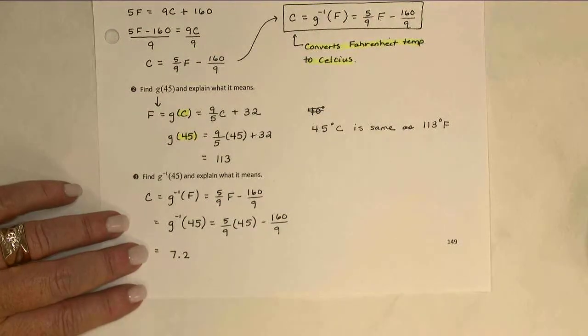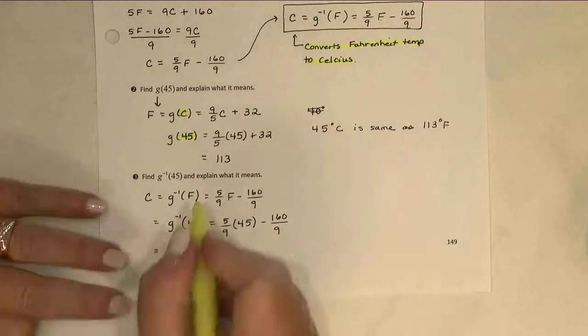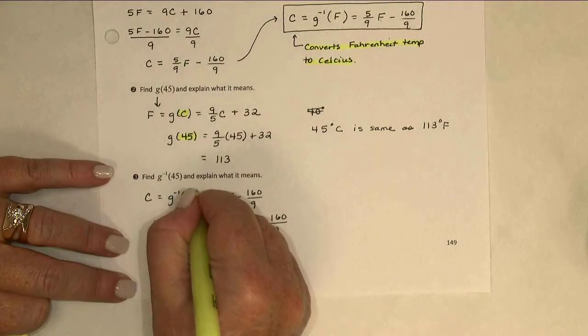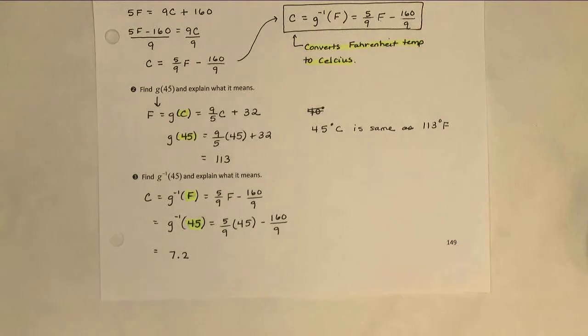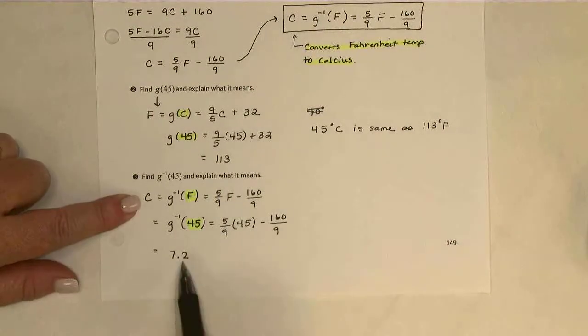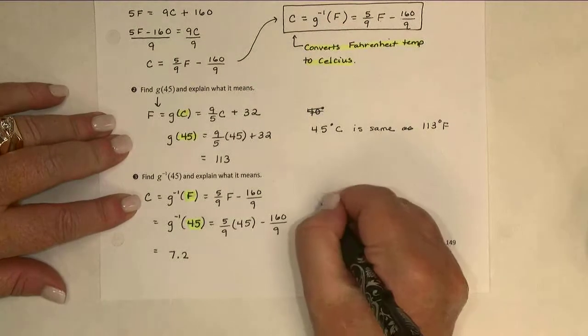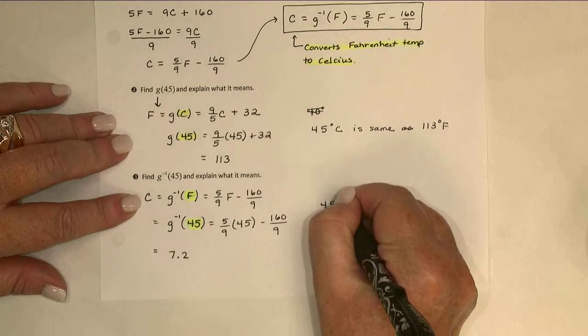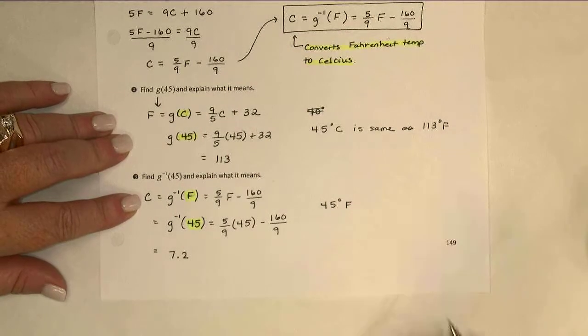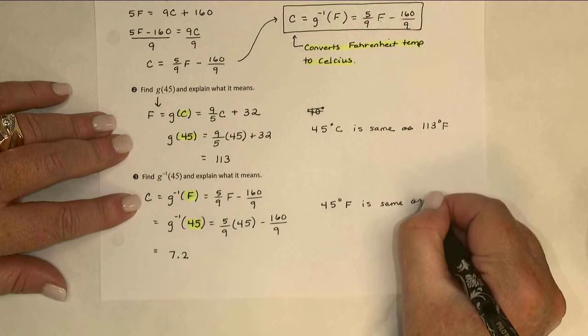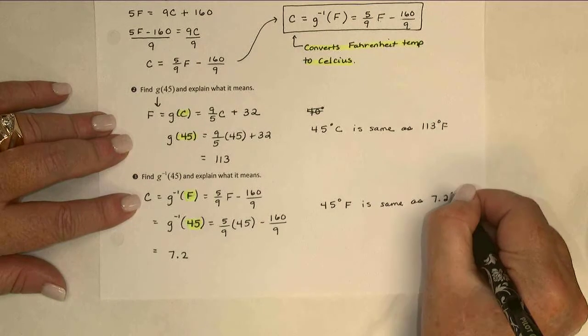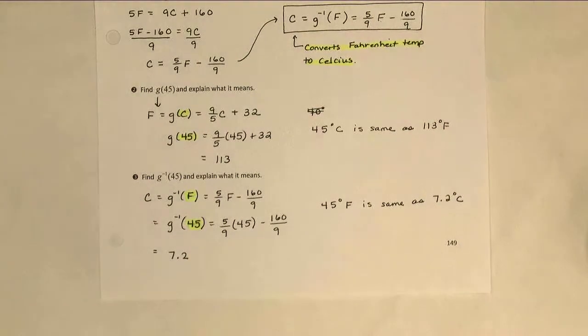So once again, our input this time was the Fahrenheit temperature. That's what became the 45. The output would be the c, the Celsius temperature. And so what this really says is that 45 degrees Fahrenheit is the same as 7.2 degrees Celsius.